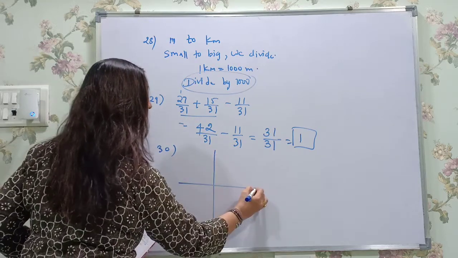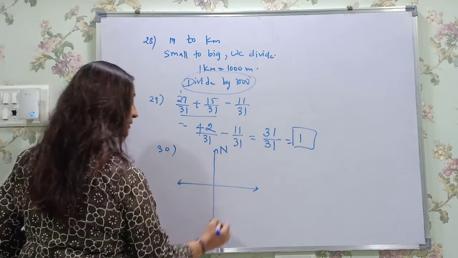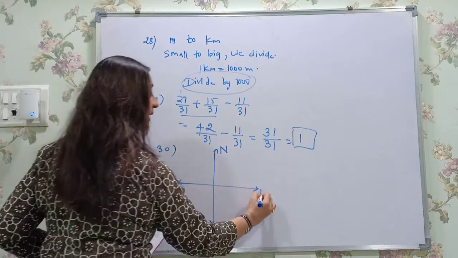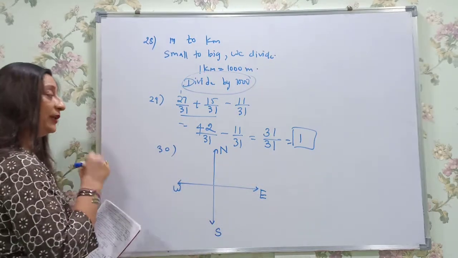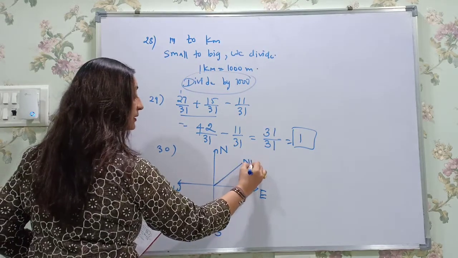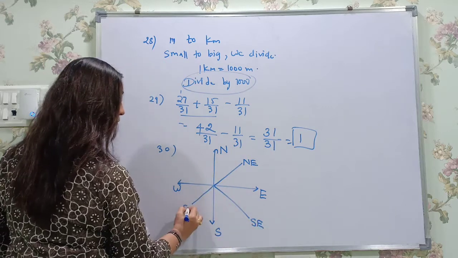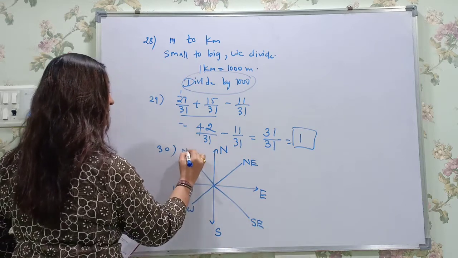So number 30. A ship is sailing towards the south direction. Now there are 4 main directions. Which are the four main directions? North, south, west and east. These are called the main directions. And there are 4 sub-directions. So this is northeast, southeast, southwest and this is northwest.